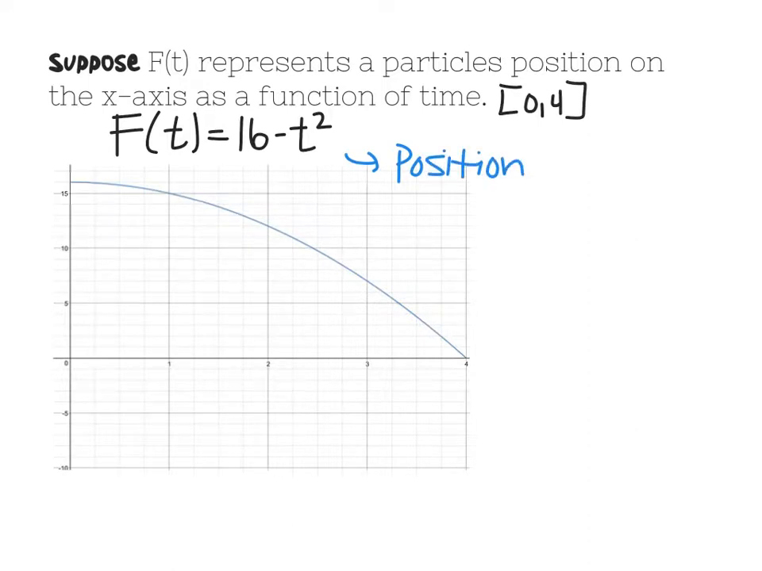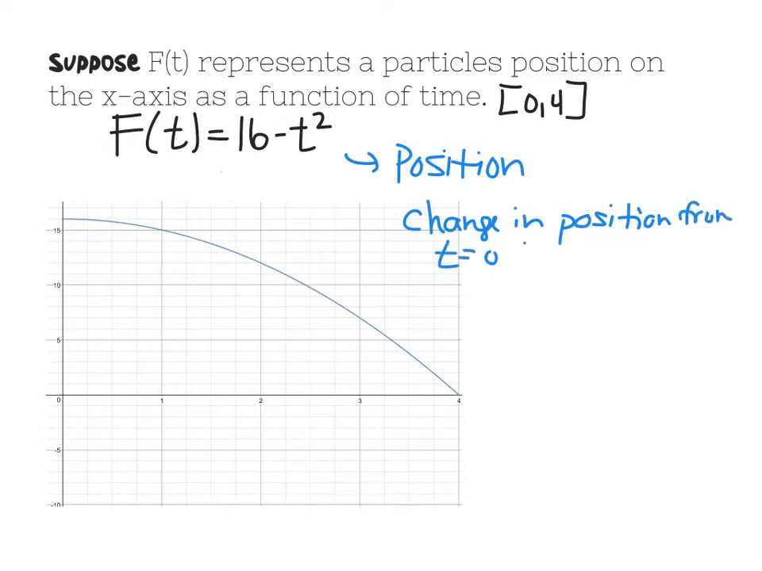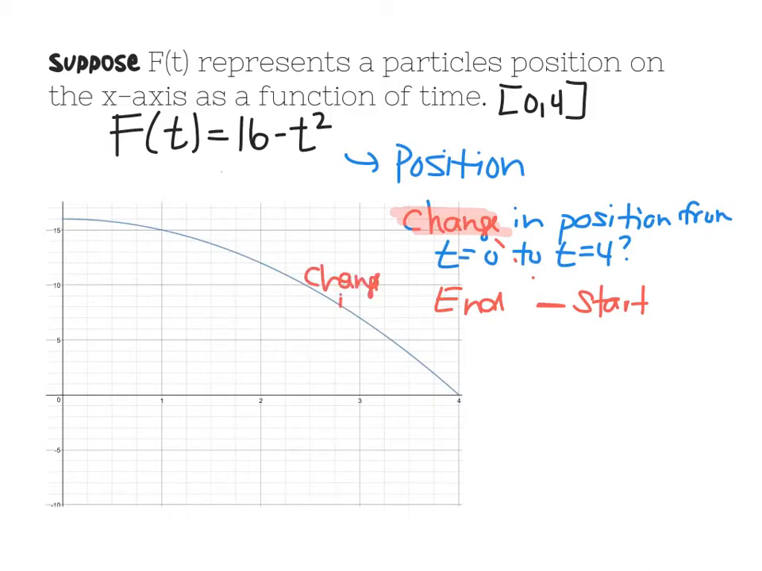If we have the position function, there are some questions that I'm going to introduce that are very easy to do. For example, I could ask, what is the change in position from t equals 0 to t equals 4? Well, this problem's simplified because if we're looking for a change in something, we see that word change. That's just a difference, so we are going to subtract two things. Where did you end compared to where did you start? That is the definition of the change in position.